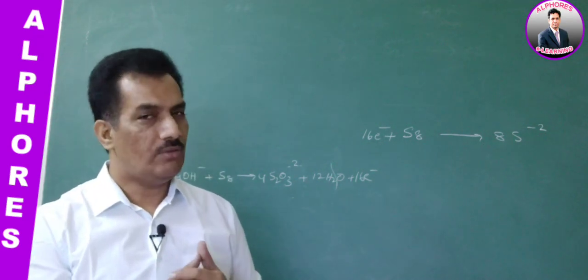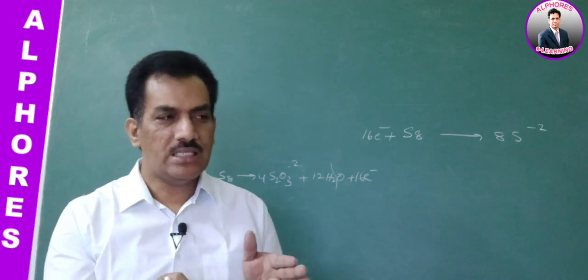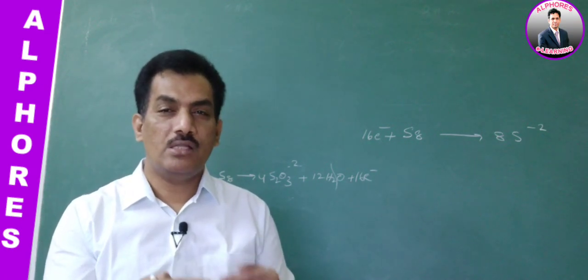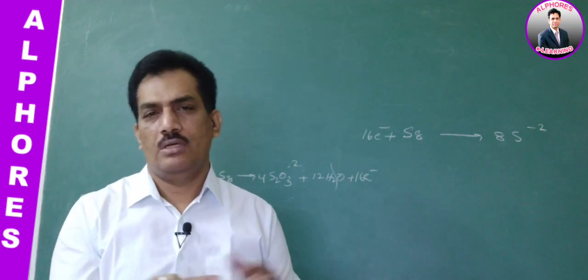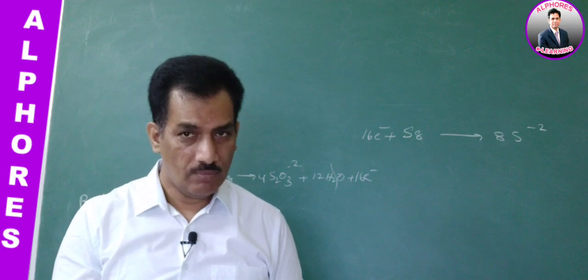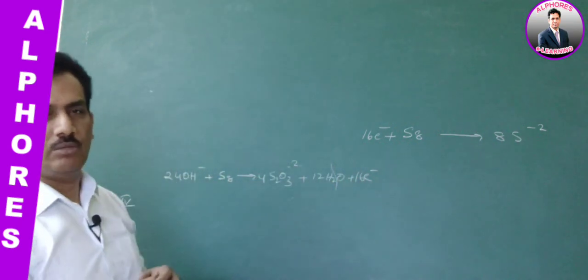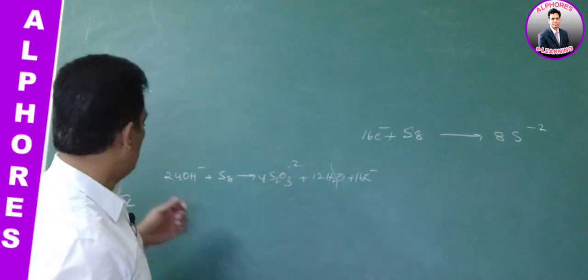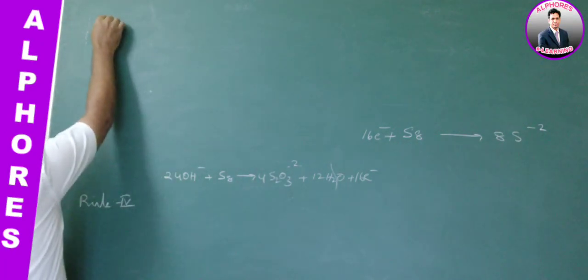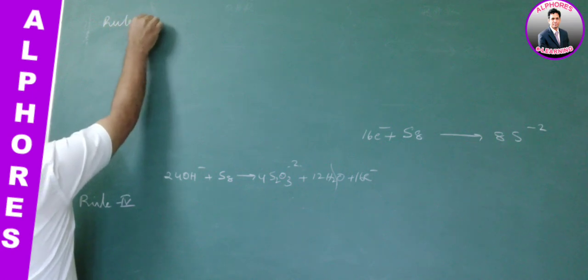And it is also a half reaction method. Again, why is it the half reaction method? When we are balancing the equation, we split the reaction into two halves, that is nothing but the oxidation half and the reduction half. Are you following? That's why it is the half reaction method or the ion electron method. Clear? Now we are moving to rule number 5.